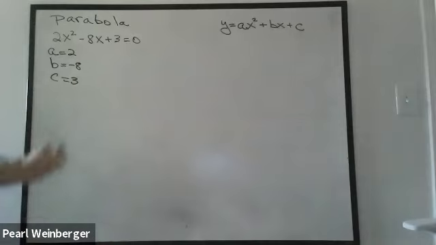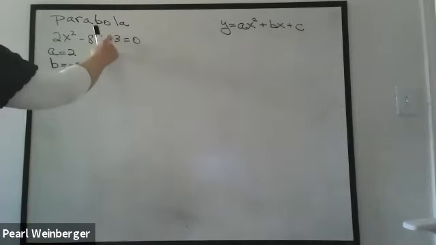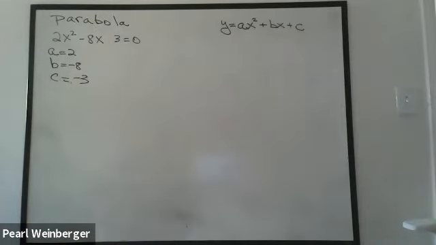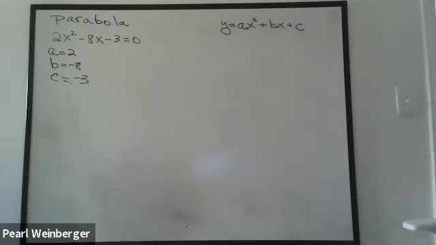No, I'm sorry. I think this C turns out to be negative 3, right? This is supposed to be a negative 3. It should be a positive 2x squared, a negative 8x, and a negative 3. I think I made a mistake there.